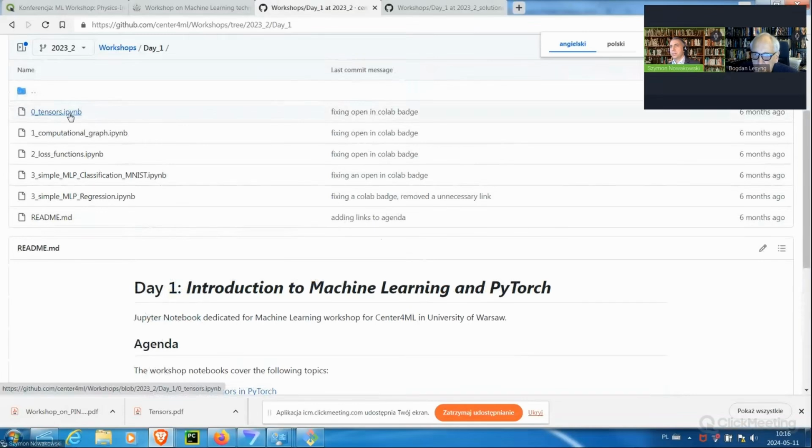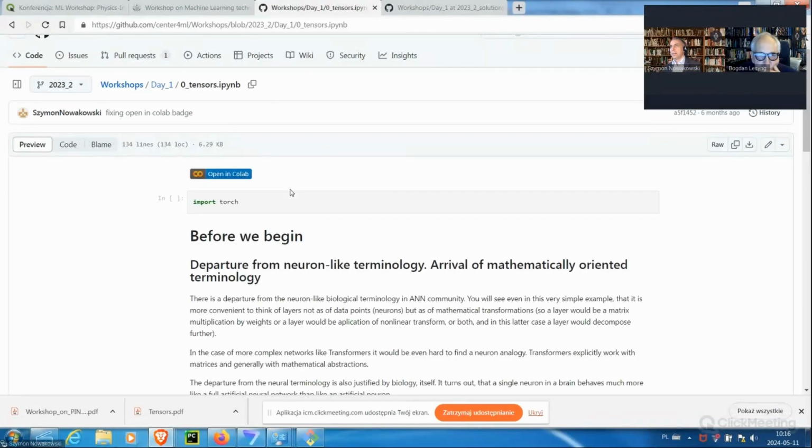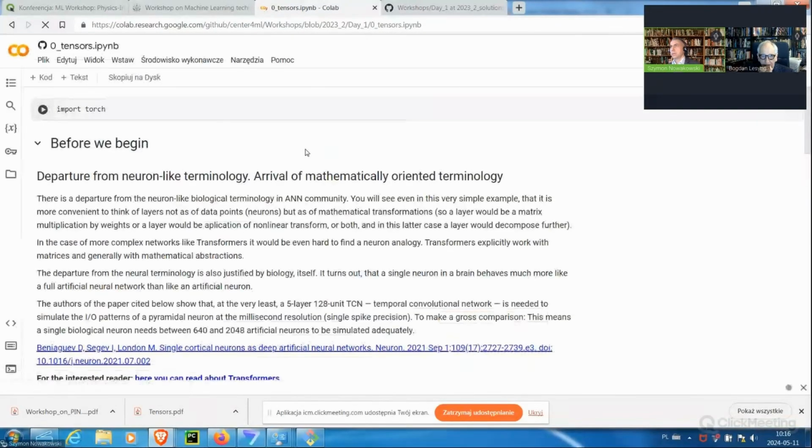So we will be starting with tensors. From GitHub, you click on the material that you want to have a look at. And then, this is important, you open it in Colab. We'll be using Colab to go through everything. Okay, so we are in Colab now.